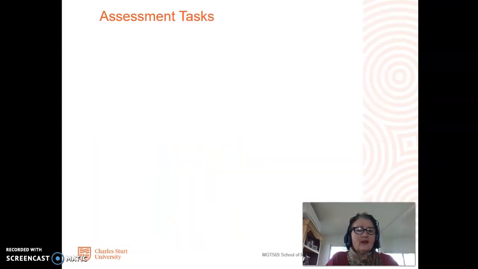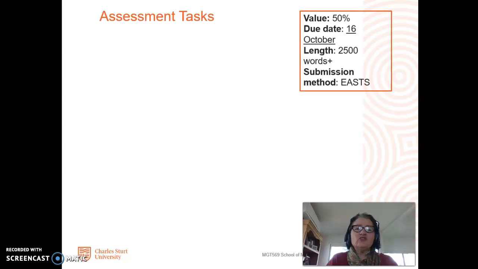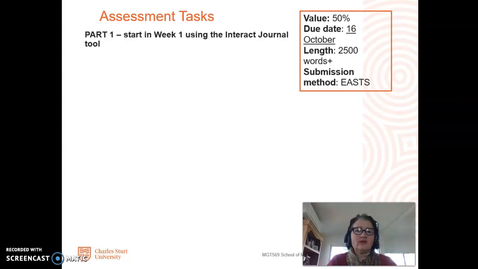So let's get going here. This is due on the 16th of October, so it's right at the end of session. It is worth 50%, so it's quite a lot, and that's because a lot of the stuff you're going to be doing all through the session anyway. 2,500 words. As I've said to you before, around 2,500, you can go up to 3,000. Don't go much less than 2,500. If you start to write a real lot like War and Peace, I might stop reading.